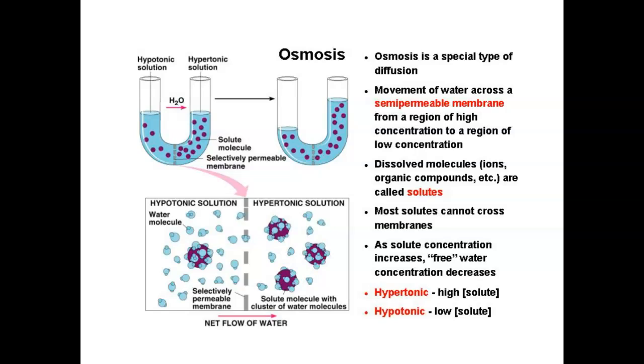And so we also use the terms isotonic, right? So if the two solutions are not hyper and hypotonic, if they are equal to each other in concentration, then they would be isotonic to each other. Like an isosceles triangle has two equal sides. The two sides of the membrane are equal in concentration. So at that point, there'd be no net movement of water. Water would move back and forth at equal rates.